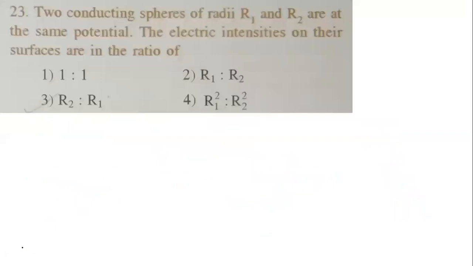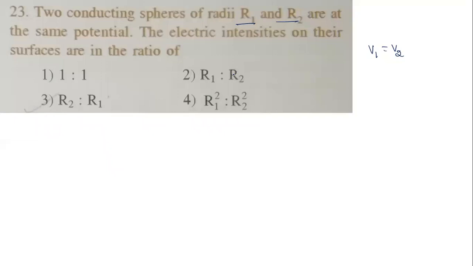Question number 23. They're asking about two conducting spheres of radius R1 and R2 at the same potential. The potential is the same, so the potential of the first sphere must be equal to the potential of the second sphere. The electric intensities on their surfaces are in the ratio of what they're asking.